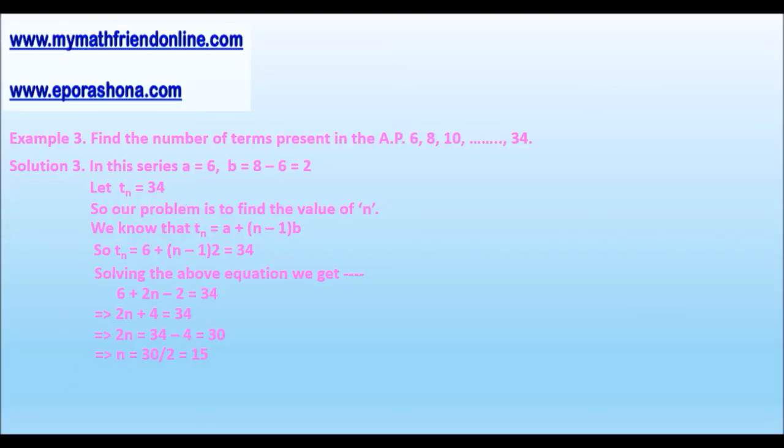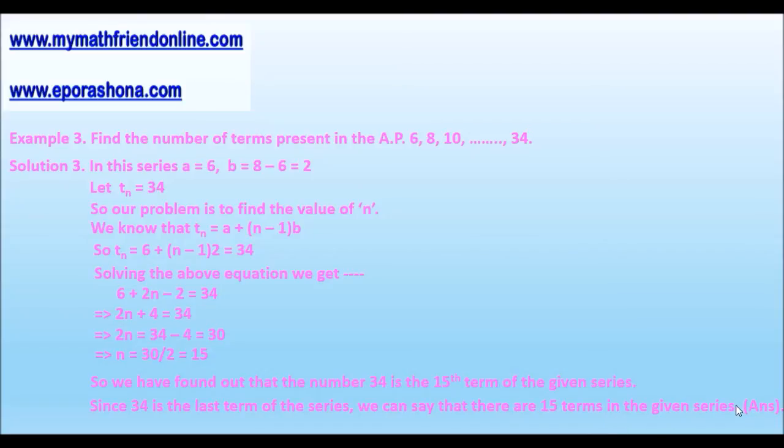Okay. So we have found that the number 34 is the 15th term of the given series. T15 equal to 34. Okay. Since 34 is the last term of the series, the series ends over here. So we can see that there are 15 terms in the given series, because 34 is the last term and it is the 15th term of the given series.